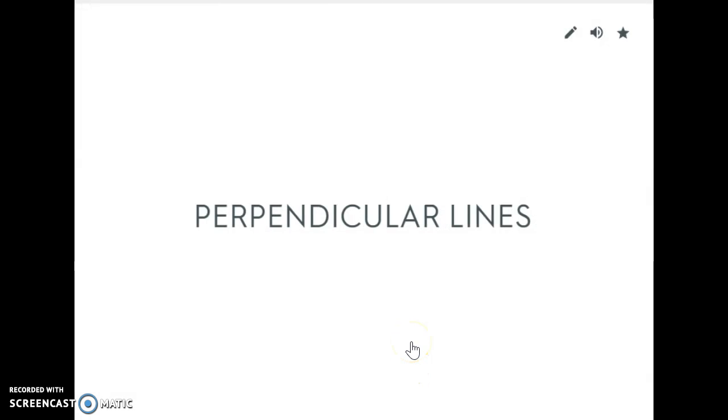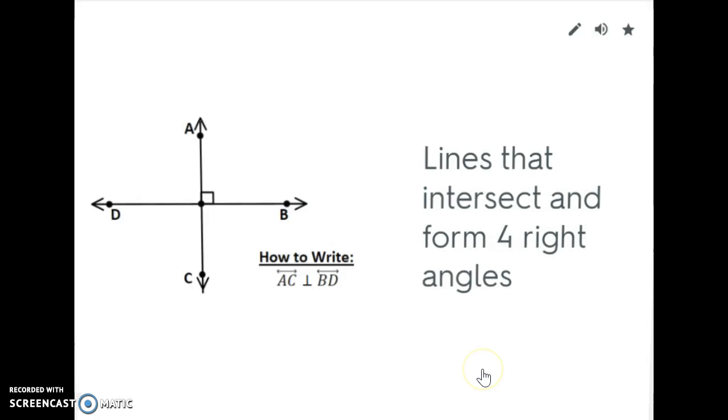The next word we have is perpendicular lines. And when things are perpendicular, they form right angles. And so it's lines that intersect and form 4 right angles. So here's the 2 lines. When you see a box here, that shows that it makes a right angle. And if I only have 1 box, it means that all 4 are right angles in there. I don't have to draw 4 boxes. This little upside down T is the symbol for perpendicular. And so if I were to say that these were perpendicular, it would be AC is perpendicular to BD.